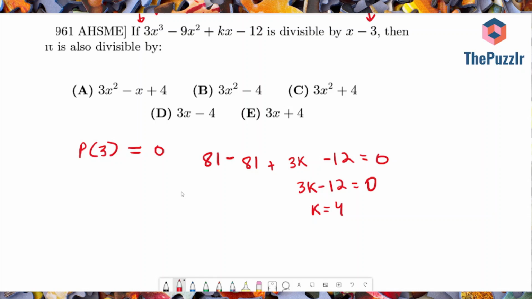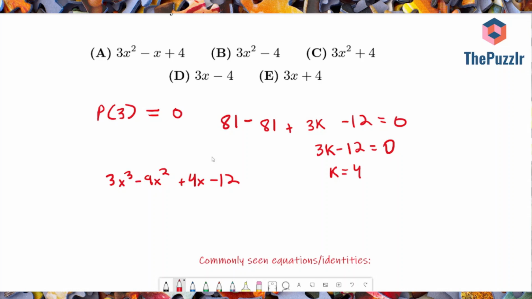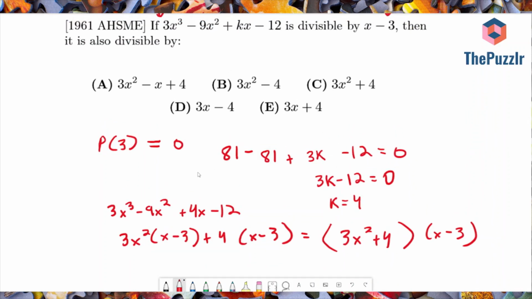Our original cubic is 3x cubed minus 9x squared plus 4x minus 12. We notice the 4 to 12 and the 3 to 9 ratio. So we can factor out 3x squared from the first two terms to get x minus 3, and then factor out the 4 to also get x minus 3. This gives us 3x squared plus 4 times x minus 3. We know it's already divisible by x minus 3 because the problem tells us, so it's not that. 3x squared plus 4, is that one of the choices? Fortunately for us, it is.